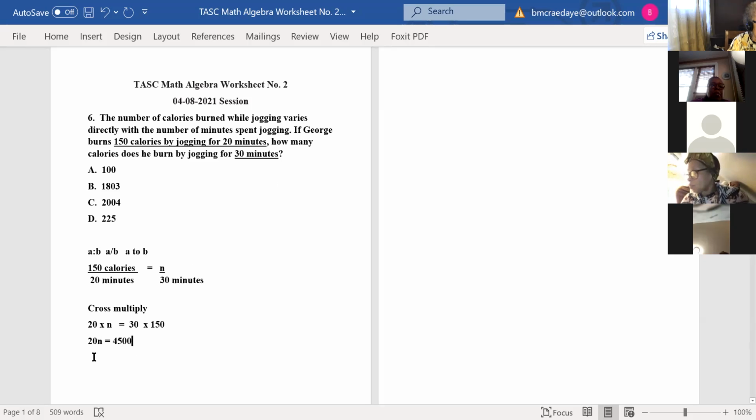Now, what's my next step? I'm solving for n, Mercedes. What's the next step? Divide 4500 by 20n. Oh, divide both sides by 20. Not 20n, because you're looking for n, you want n on the left, right? So you will divide both sides by 20, right?